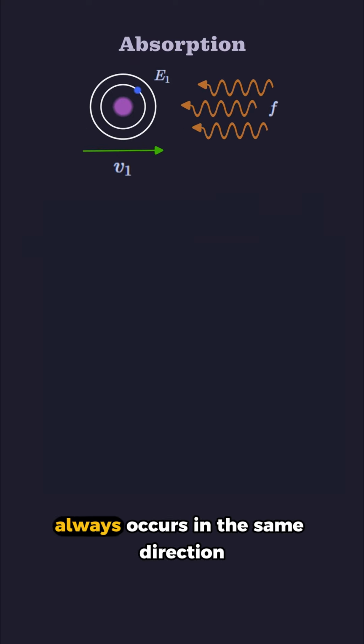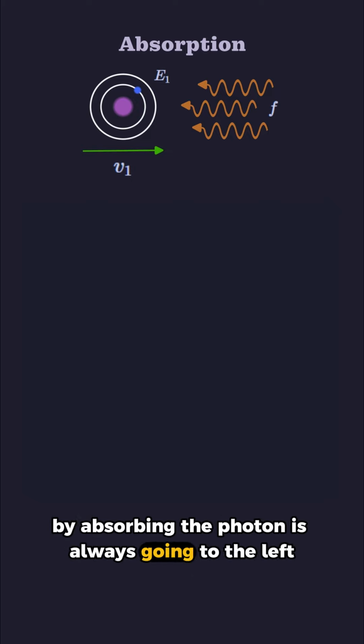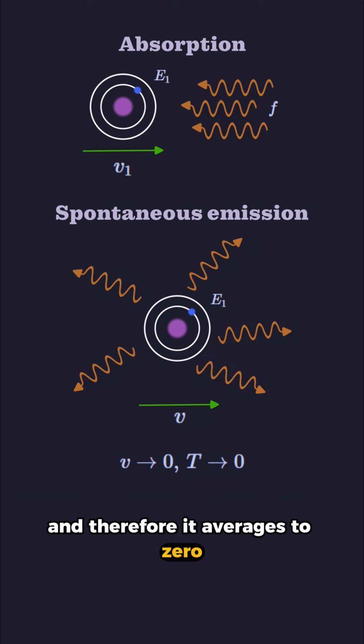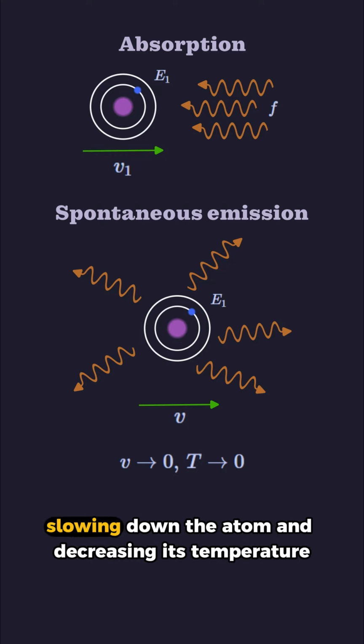Because the absorption always occurs in the same direction, meaning that the kick that the atom receives by absorbing the photon is always going to the left, and then the spontaneous emission is random and therefore it averages to zero. After this process repeats itself many times, we end up effectively slowing down the atom and decreasing its temperature.